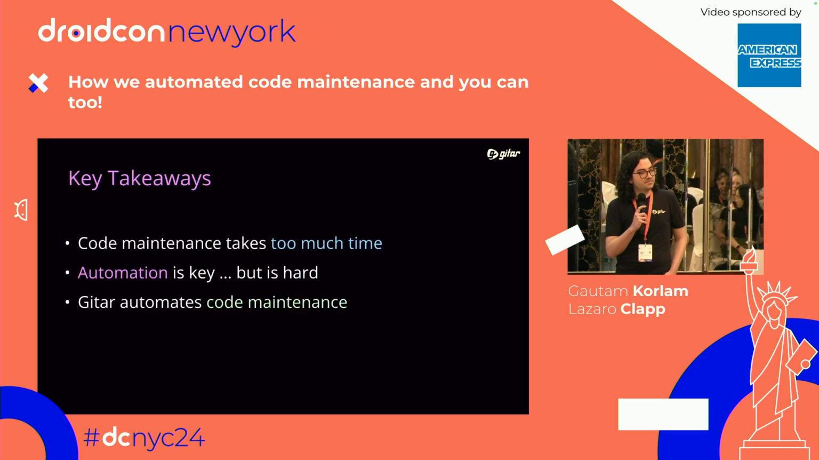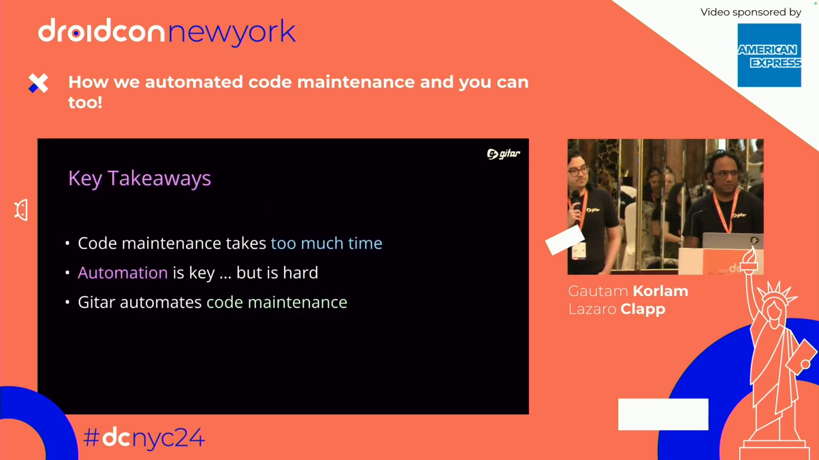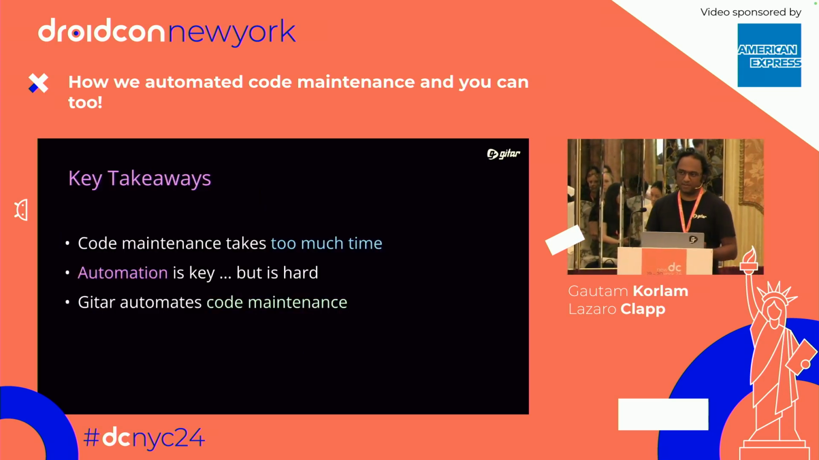Awesome. So the key takeaways we want everyone to have from this talk are that code maintenance takes a lot of time. I don't know if you've noticed, but it does take up a lot of developer time. We also noticed that automation is key to solving this problem, but it's actually very hard to do reliably, and we'll talk about why. We'll also talk about how we at Guitar are thinking about code maintenance and how you can do the same.